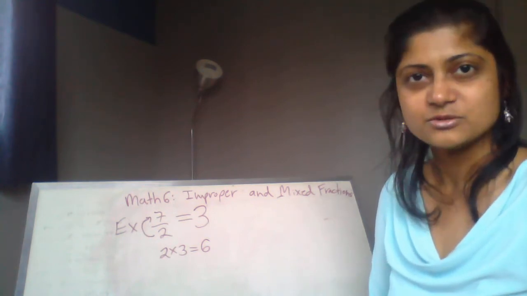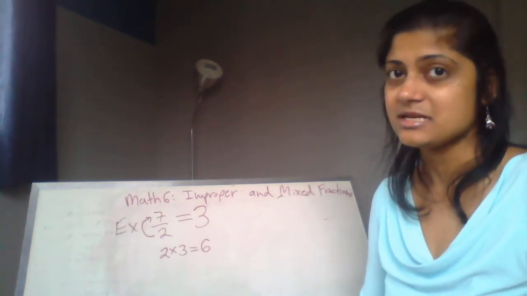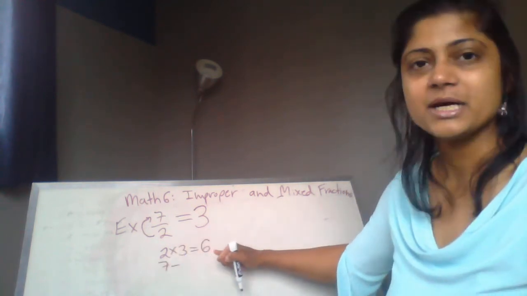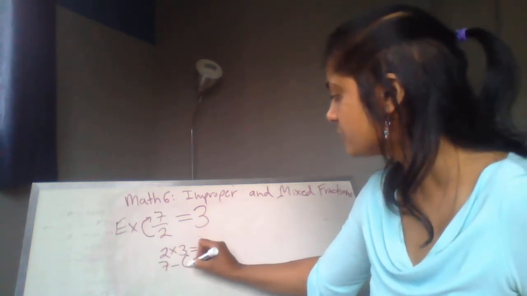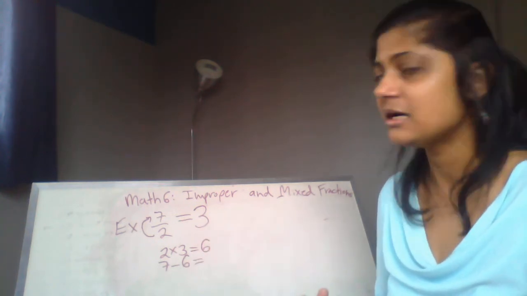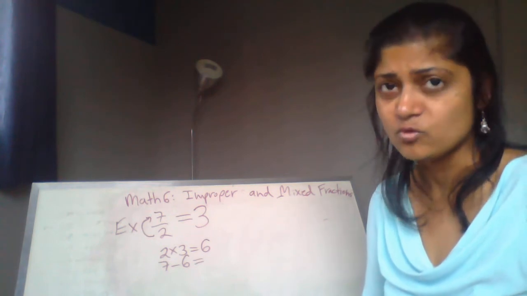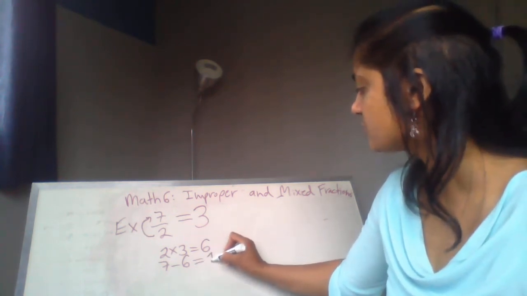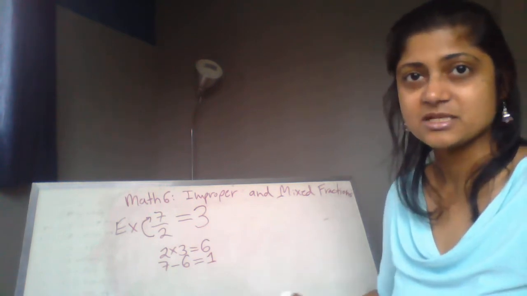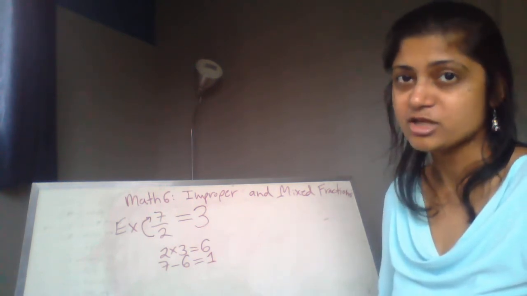And what you're going to do is take the numerator, which is 7, and I'm going to do 7 minus the 6. The reason I'm doing that is I want to see how many numbers are basically left over. So when I do that, I'm left with only 1. And this 1 is basically going to be the numerator in my fraction.